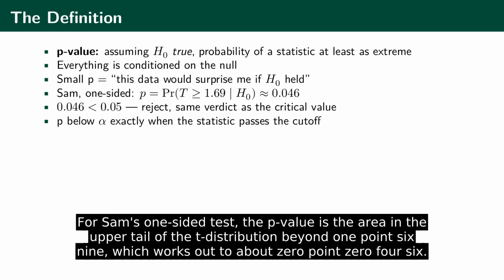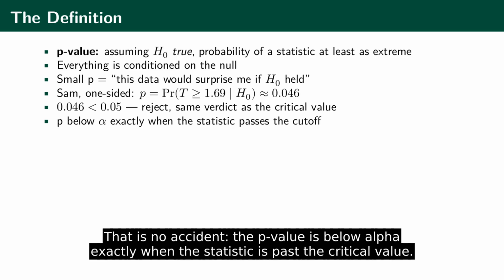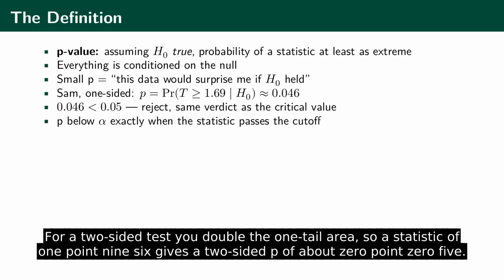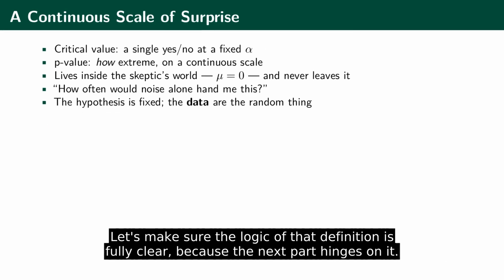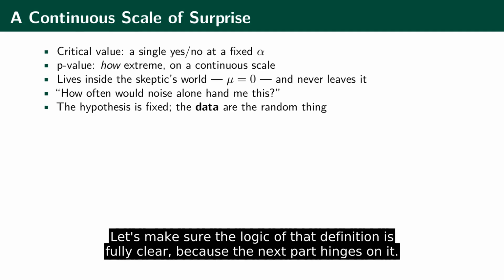beyond 1.69, which works out to about 0.046. Since that is below 0.05, Sam rejects the null at the 5% level, the same verdict the critical value gave. That is no accident. The p-value is below alpha exactly when the statistic is past the critical value. They are two views of one comparison. For a two-sided test, you double the one-tail area, so a statistic of 1.96 gives a two-sided p of about 0.05. Let's make sure the logic of that definition is fully clear, because the next part hinges on it.